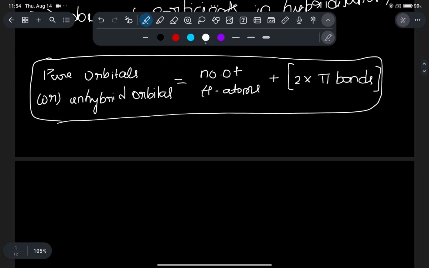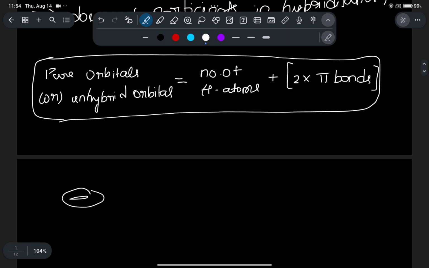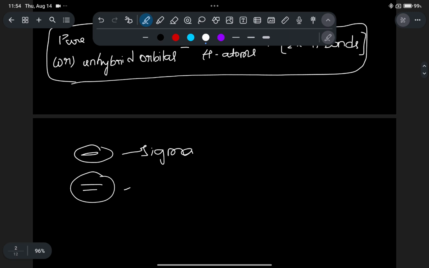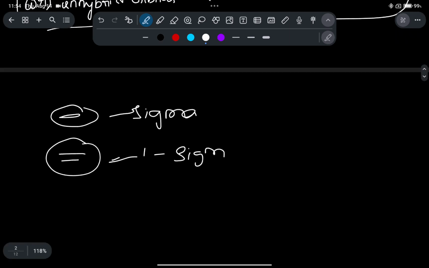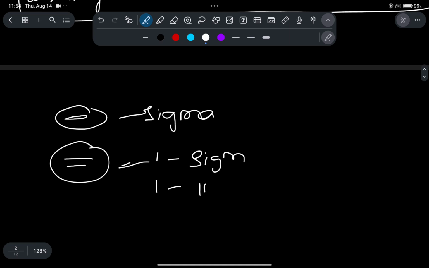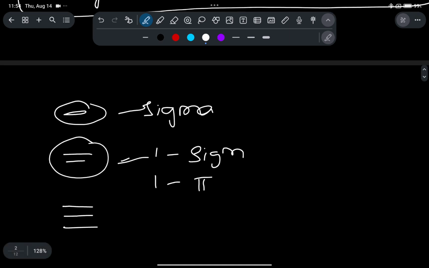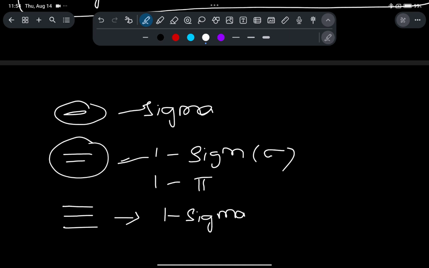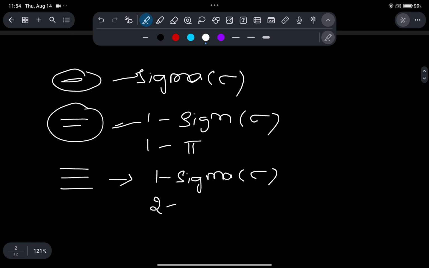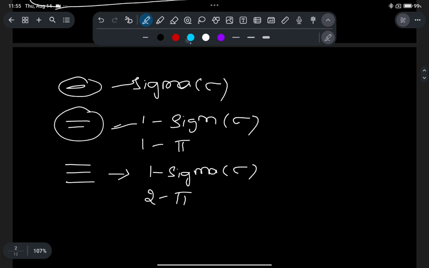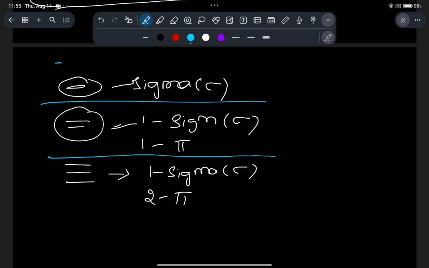A single bond is a sigma bond. A double bond means one sigma and one pi. A triple bond means one sigma and two pi. I am writing the symbols also for your understanding. So here is the difference between sigma and pi.